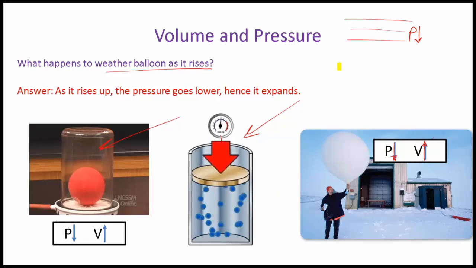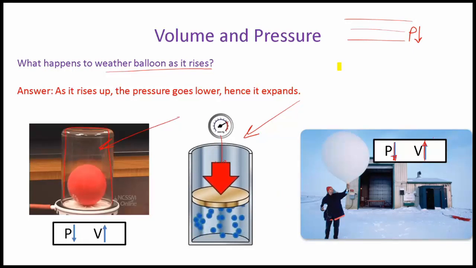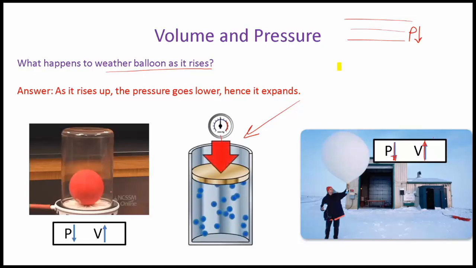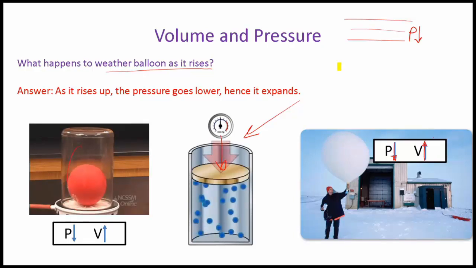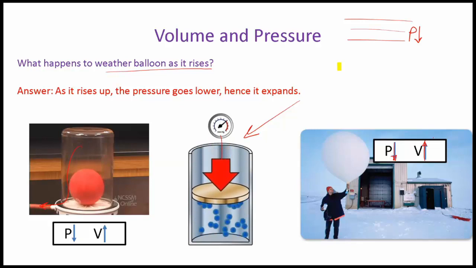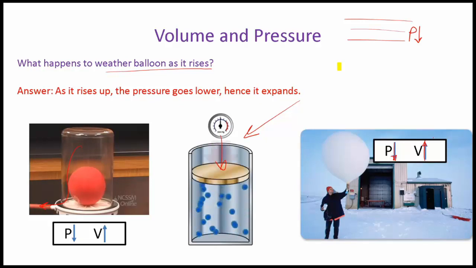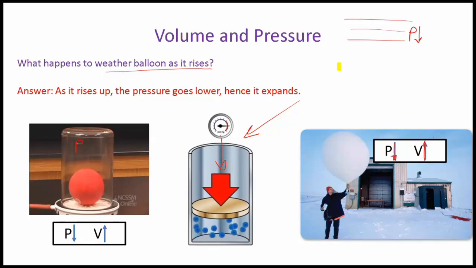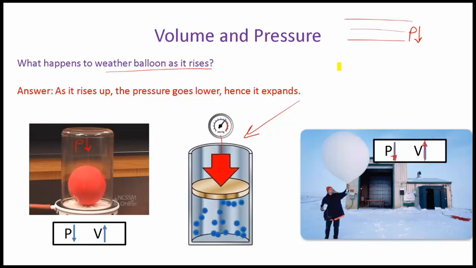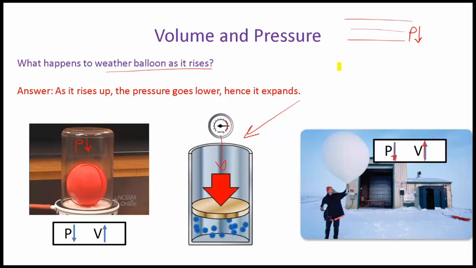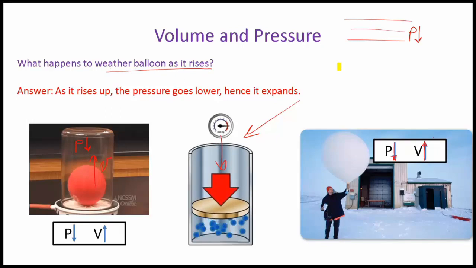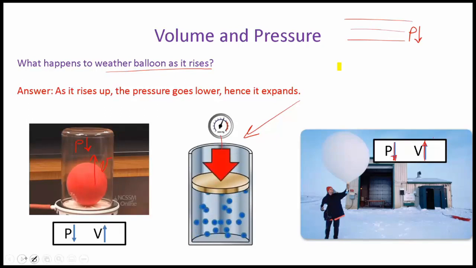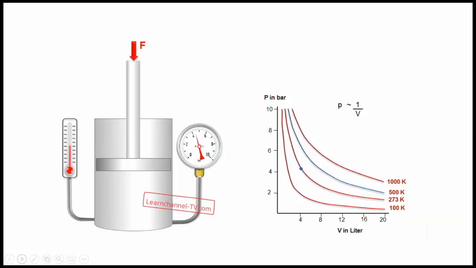Here also in this glass chamber, it's called the vacuum chamber, we put a balloon inside. And then we will suck the air from this chamber using a vacuum pump. When we suck the air, the pressure will decrease. So what happened to the volume of this balloon? The volume of the balloon will directly increase. So there is a direct relation between volume and pressure.